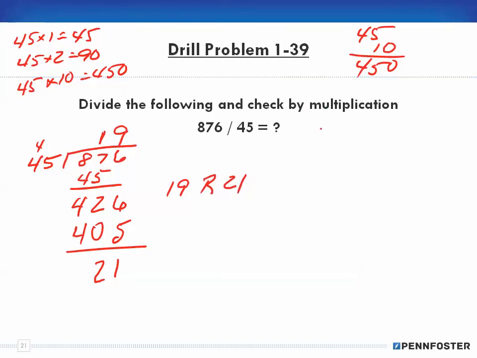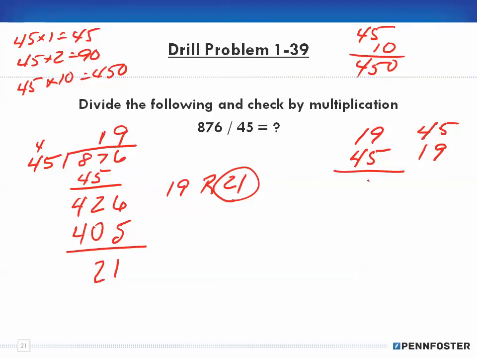Now, I'm going to check by multiplication. So I have to take my 19, multiply it by 45. Remember, I could do the same thing and take 45 by 19. Okay, either way, it doesn't matter. I do the multiplication, and then whatever I get, I'll have to add back in the 21, because that's a remainder. Right? So let's do the multiplication.